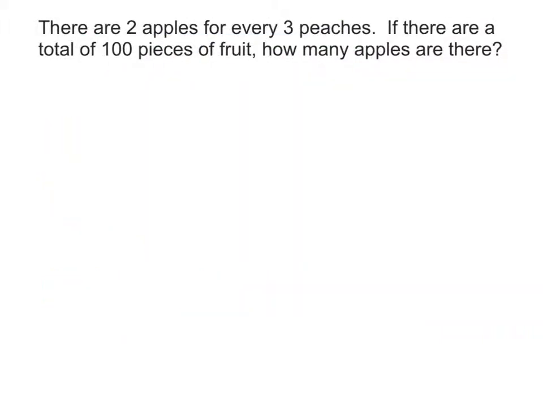This one says there are 2 apples for every 3 peaches. If there are a total of 100 pieces of fruit, how many apples are there? So first, we want to identify the ratio. That's 2 apples for every 3 peaches. So here we have apples, we've got 2 of those. And then we have peaches, and we have 3 of those.